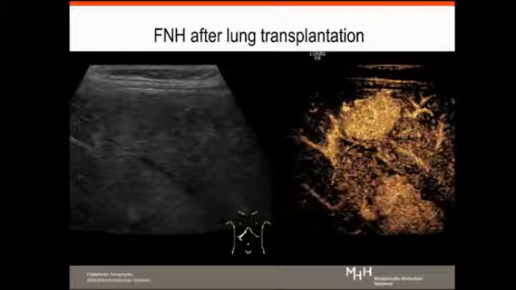And also you get focal liver lesions after transplantation of other organs, and you want to characterize them. What is it? Is it PTLD or what is it? And then, for example, in this case, you could see, okay, this is a focal nodular hyperplasia, and you can follow it up, and you can be relaxed in this patient.